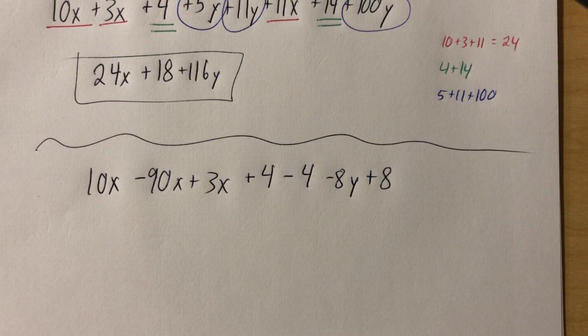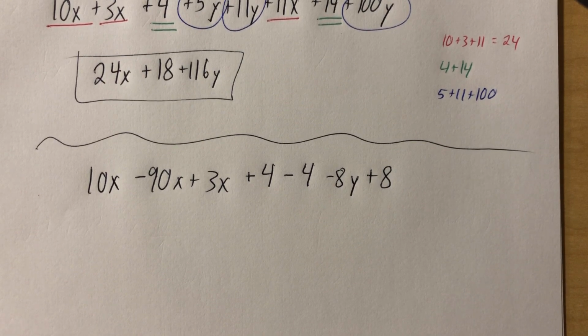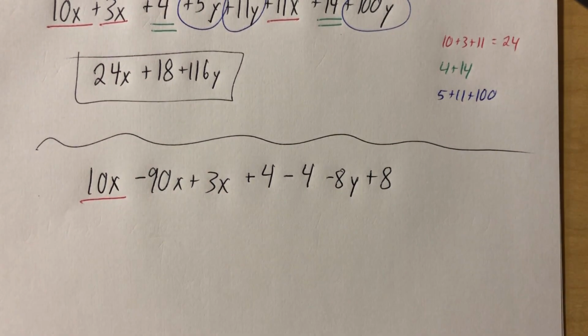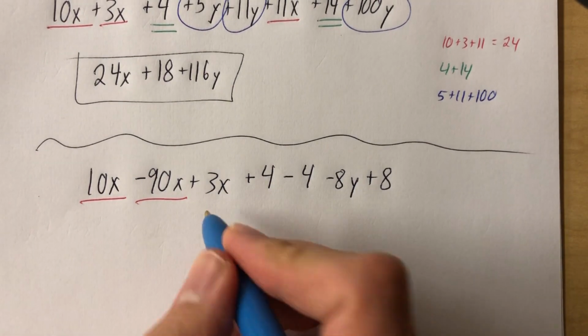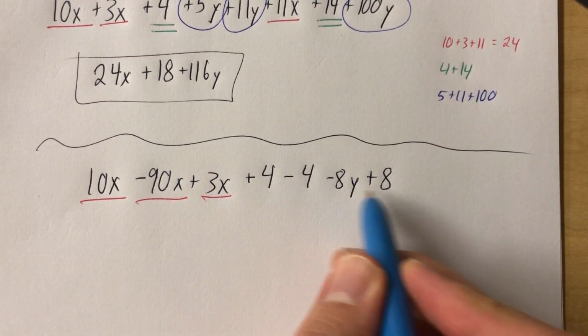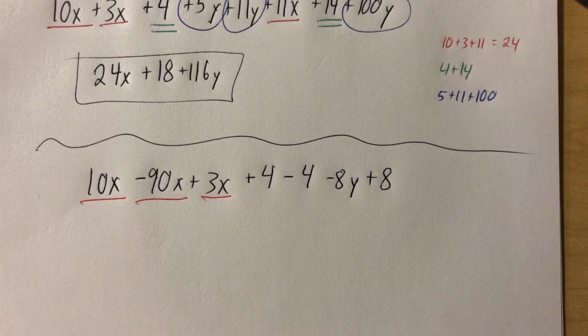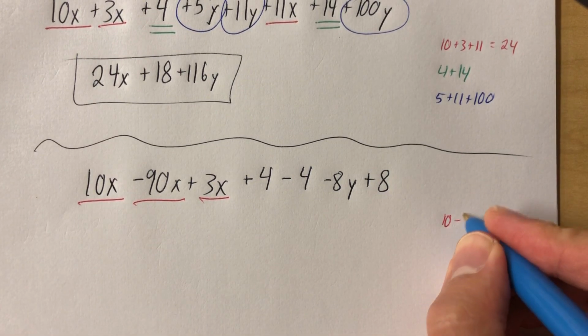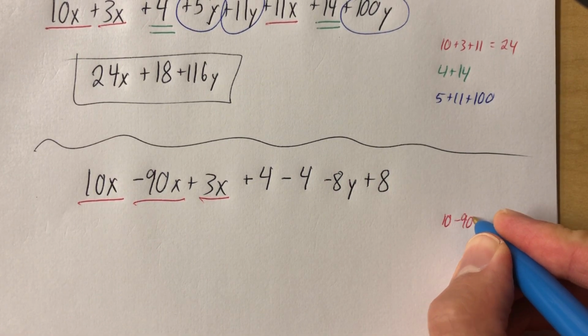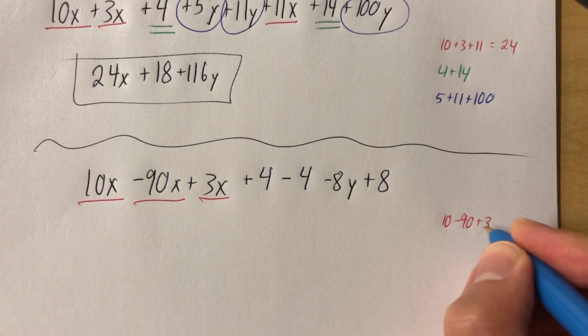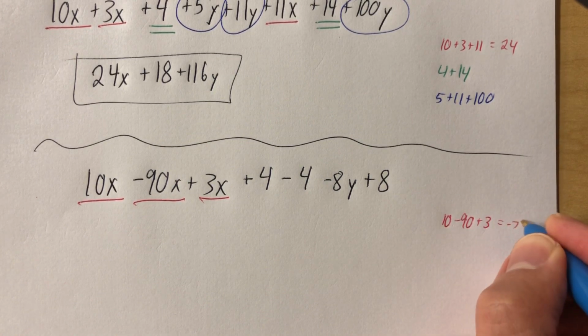So let's just start by finding things that are alike, like terms. So 10x. Looking for more x's. 90x, 3x. No. Okay, so what I'm really doing is 10 minus 90. That's negative 80 plus 3. Negative 80 plus 3 is negative 77.